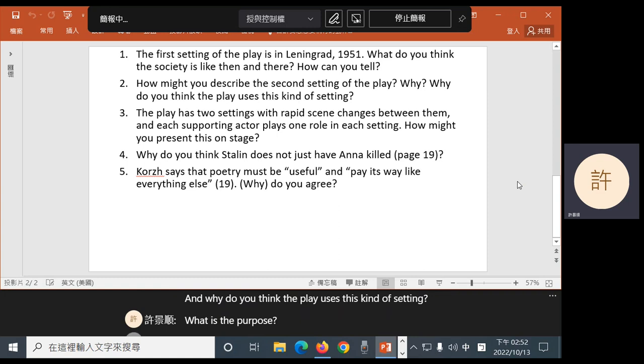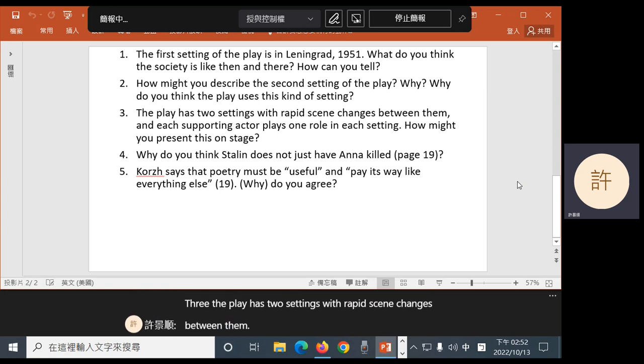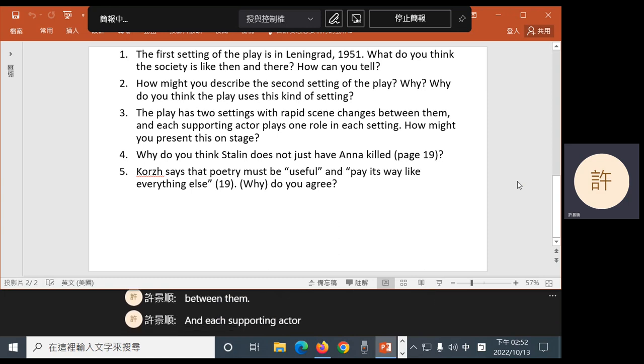Three, the play has two settings with rapid scene changes between them. And each supporting actor plays one role in each setting. So each supporting actor plays two roles, one in each setting. How might you present this on stage? How would you make it work in a real performance?